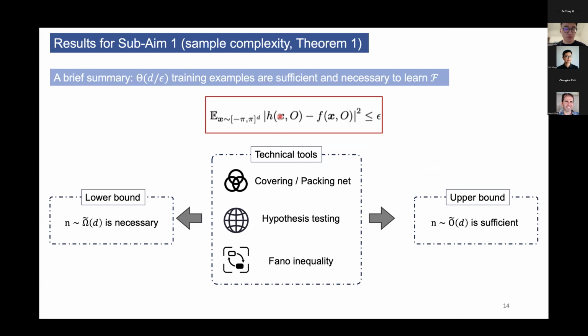Okay, now for the first sub-aim, here I only show the proof idea. I will not go into detail, and if you are interested, you can read our paper. For the first sub-aim, which is about the derivation of sample complexity, our key result is that D over epsilon training examples are sufficient and necessary to learn F.